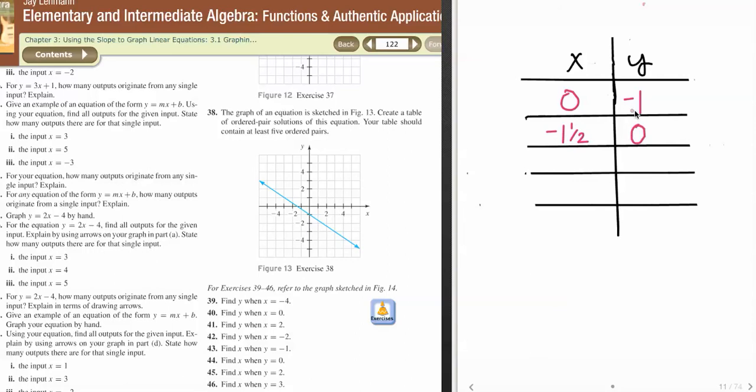So those are the things that we always see for intercepts. For the y-intercept, x is 0 while y gives us a value, and for our x-intercept, x equals a value and y is 0. Now I'm going to look for some other ordered pairs.